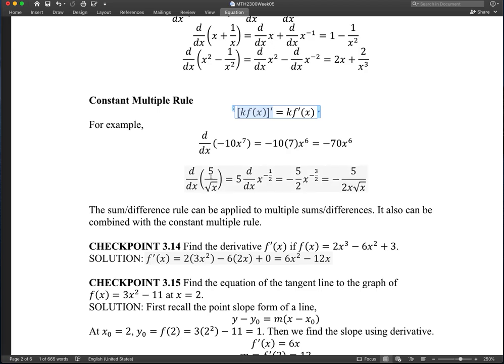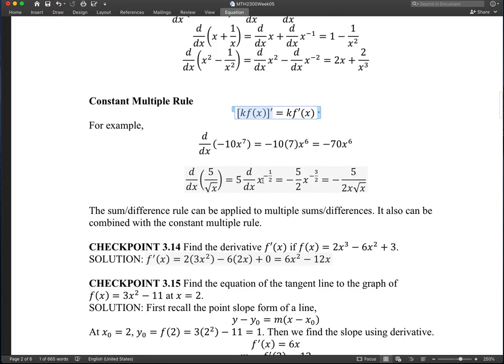Derivative of 5 over square root of x: it's 5 times 1 over square root of x. Right? This is the square root of x in the denominator. So really the function part is x to the negative 1/2 as a power function. Then we calculate the derivative.